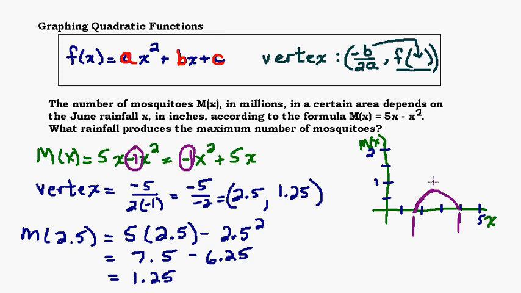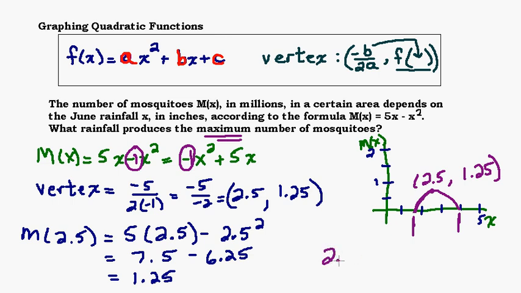Where do I have my maximum number of mosquitoes? Right here at my vertex. These are my mosquitoes. So really, in order to answer these kind of maximum or minimum questions, all you have to do is find the vertex. That's it. That's what I was going to tell you at the beginning, but I think it was better to sort of develop it a little bit. So 2.5 inches of rain is going to produce 1.25 million mosquitoes, which is the maximum number of mosquitoes I could get according to this formula.